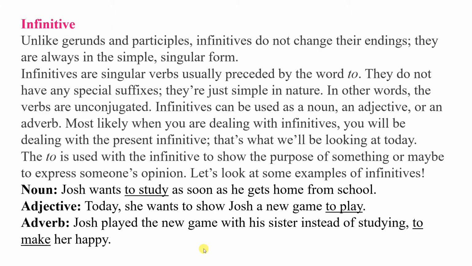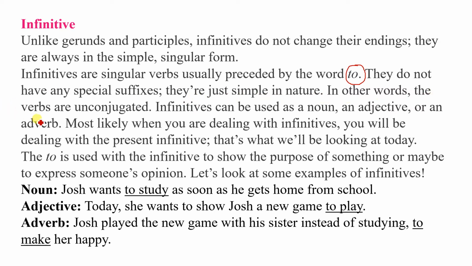Now let us see infinitive. Unlike gerunds and participles, infinitives do not change their ending, because for gerund and participle, ending means the verb is ending with ing. But for infinitive it is not like that. They are always in the simple form. What is important about infinitives is that they are simple verbs usually preceded by the word to. If any verb in a simple form is attached with to, then it is called an infinitive. They do not have any special suffix. They are just simple in nature.